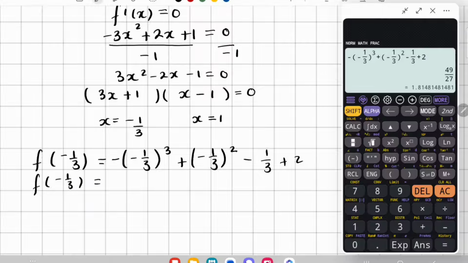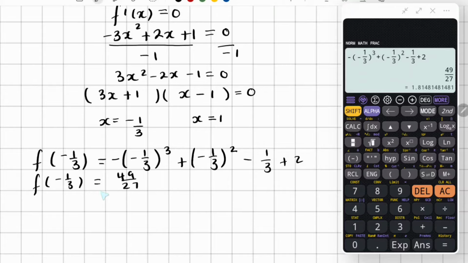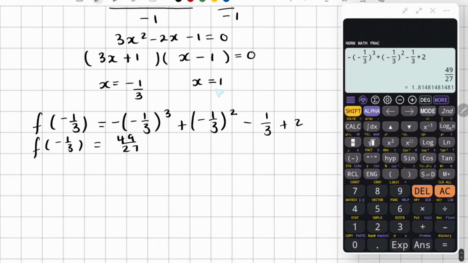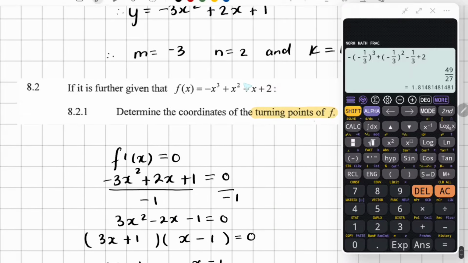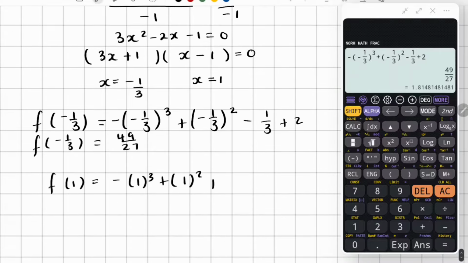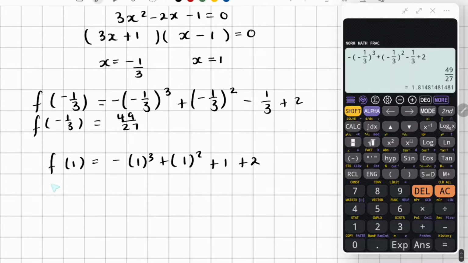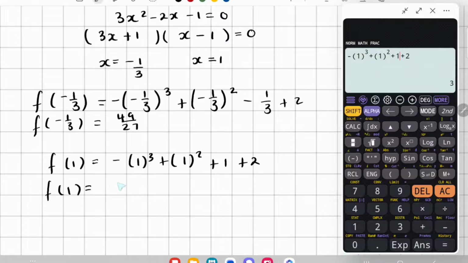Okay, so the first solution we get is 49/27. So that is for -1/3. So let's also find the one for 1. So f of 1 is equal to negative bracket 1 cubed plus 1 squared, plus x, plus 1, and then plus 2. So we substitute 1 into the equation, and then we get 3.